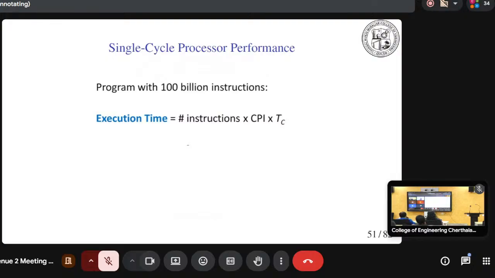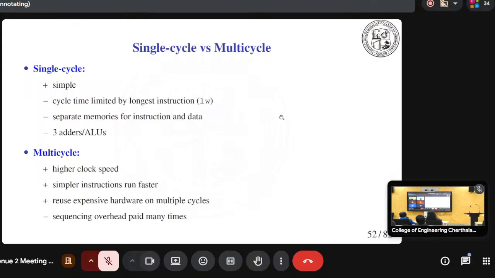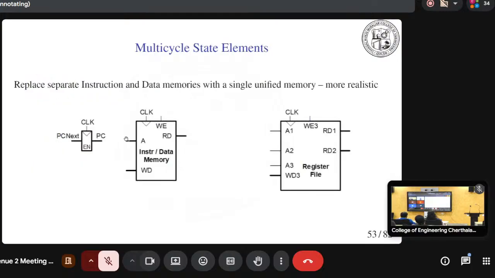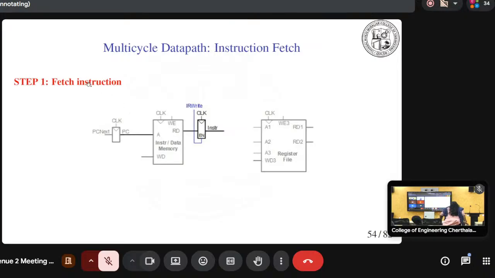Now we have to compare it with the multi-cycle. So when we come to the multi-cycle processor, in the single cycle we have a different instruction memory and data memory. What I will do is combine instruction and data memory, so the hardware is reused. This is the main difference in multi-cycle. And since in the multi-cycle the instruction is split into different cycles, every stage should have a buffer to store the particular data.